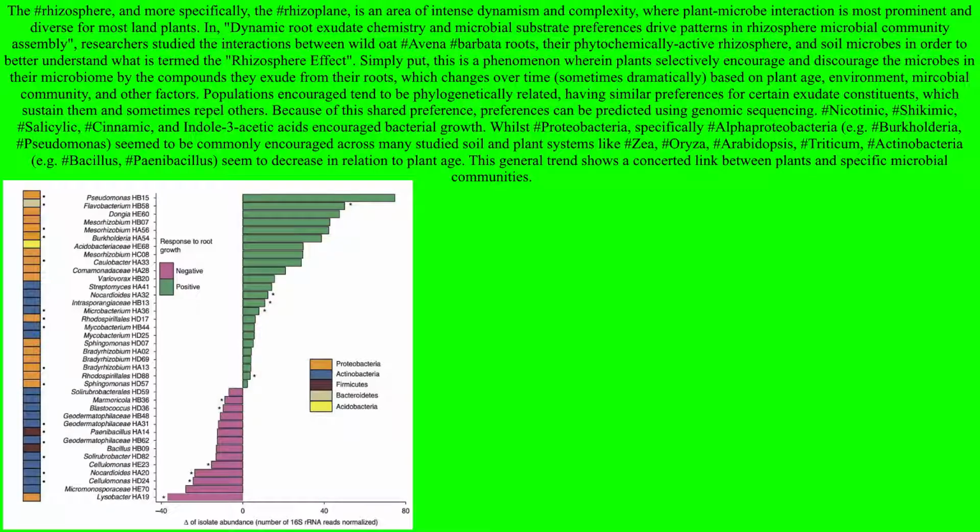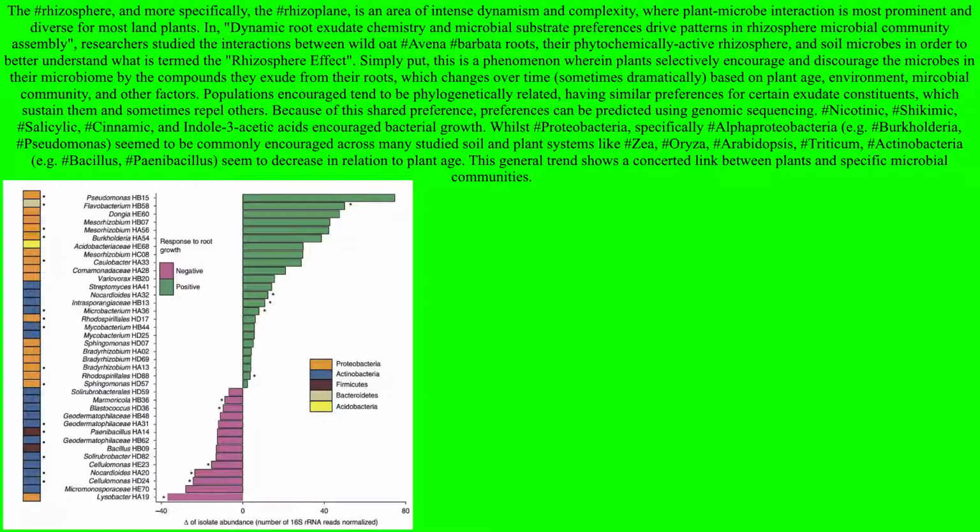specifically the hashtag Rhizoplane, is an area of intense dynamism and complexity, where plant-microbe interaction is most prominent and diverse for most land plants. Dynamic root exudate chemistry and microbial substrate preferences drive patterns in Rhizosphere microbial community assembly, say that 5 times fast. Researchers studied the interactions between wild oat Avena barbata roots, their phytochemically active rhizosphere, and soil microbes in order to better understand what is termed the Rhizosphere Effect.